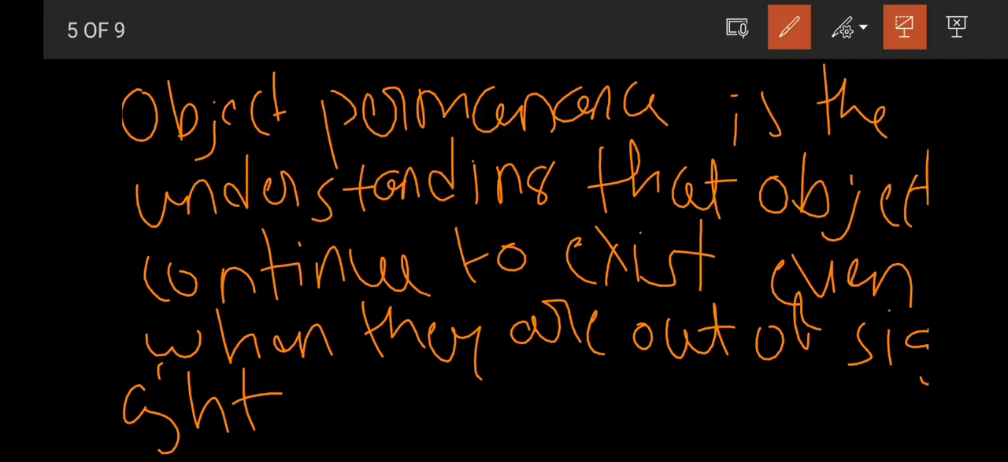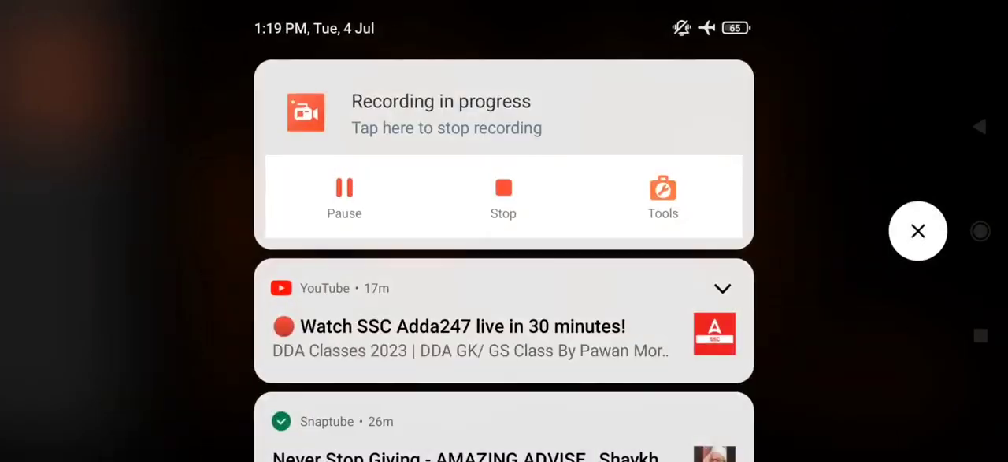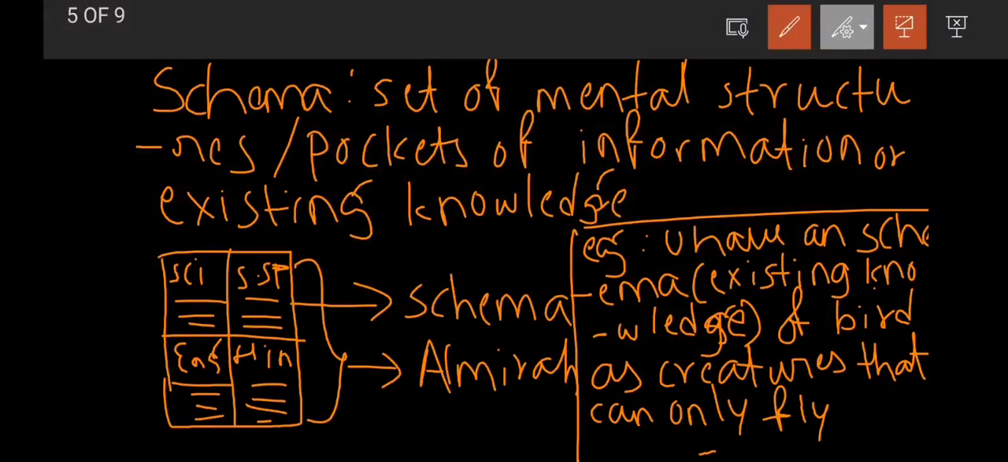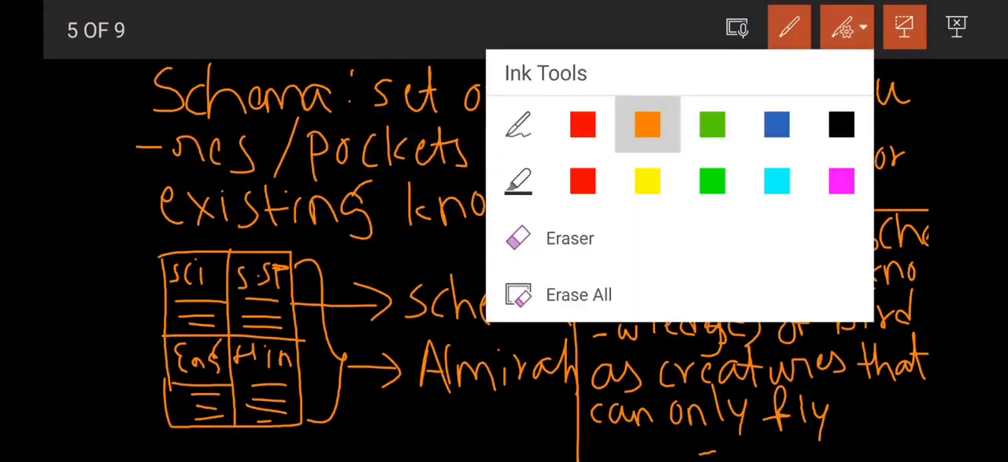Okay, so in the sensorimotor stage, what will we see? We will see schema, assimilation, accommodation and all. So let us see what schema, assimilation and accommodation are. So now, first let us see about the schema.